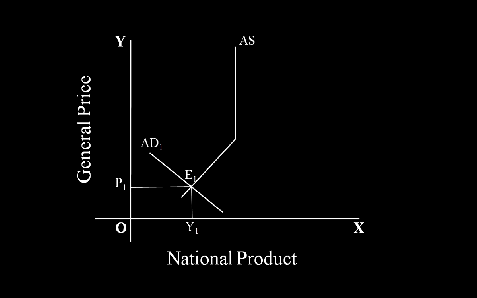The aggregate supply curve slopes upwards up to a point, then it becomes vertical. Like the market demand curve, the aggregate demand curve also slopes downwards from left to right.